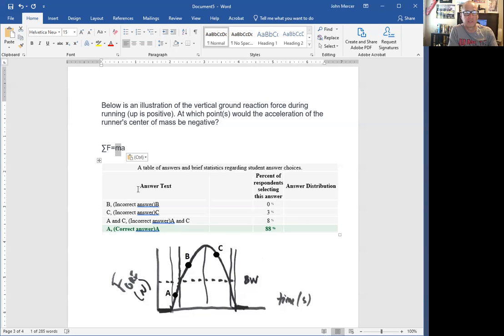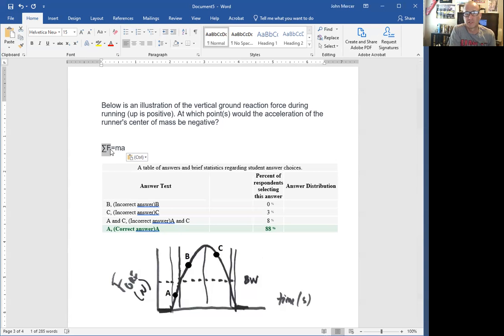All right, so that's what this question is really talking about: when will the acceleration of the runner's center of mass be negative? So when will the sum of all the forces acting on the object be negative? You would have benefited by watching the videos on the ground reaction force during running. When we're dealing with the vertical direction, we're dealing with the ground reaction force pushing up on the person and gravity pulling down on the person.